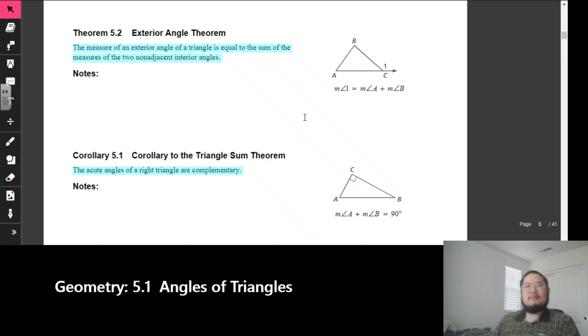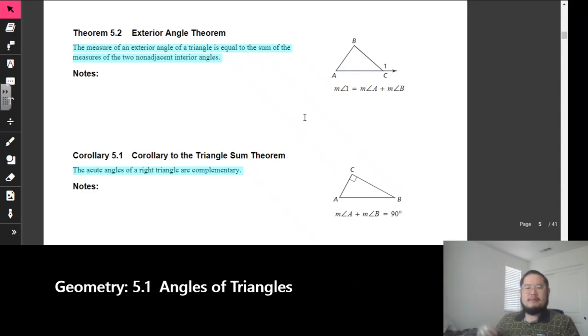Corollary to the triangle sum theorem: the acute angles of a right triangle are complementary. Remember, in a right triangle, if one of the angles is 90, the other two angles, A and B, have to equal 90. Because remember, we have a triangle sum theorem.